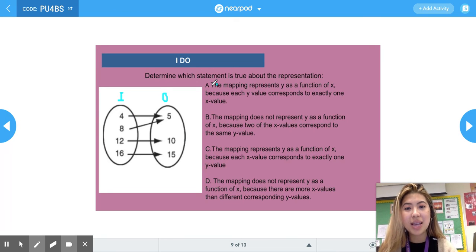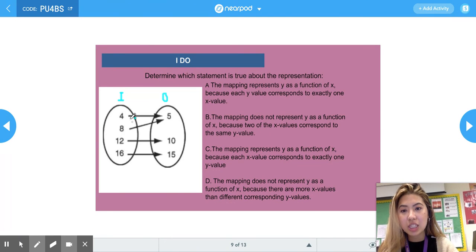So answer choice A says the mapping represents Y as a function of X because each Y value corresponds to exactly one X value. B says the mapping does not represent Y as a function of X because two of the X values correspond to the same Y value. C says the mapping represents Y as a function of X because each X value corresponds to exactly one Y value. And lastly, D says the mapping does not represent Y as a function of X because there are more X values than different corresponding Y values.